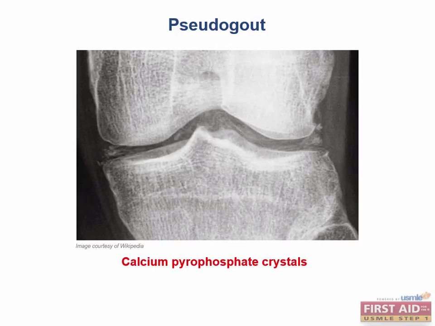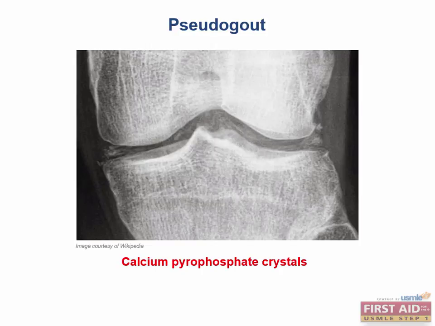Pseudogout is just like gout, but a different type of crystal. We aren't dealing with uric acid anymore, but calcium pyrophosphate crystals. How can you distinguish gout from pseudogout? One thing that might raise your suspicion is gouty symptoms in a large joint, like in the knee. Pseudogout is usually in the larger joints. The definitive distinction is in the crystals.